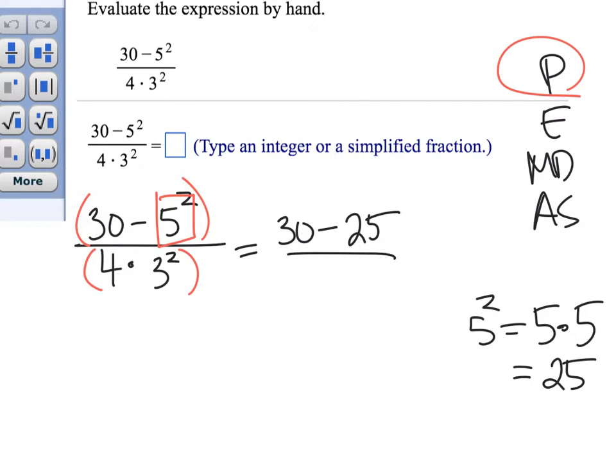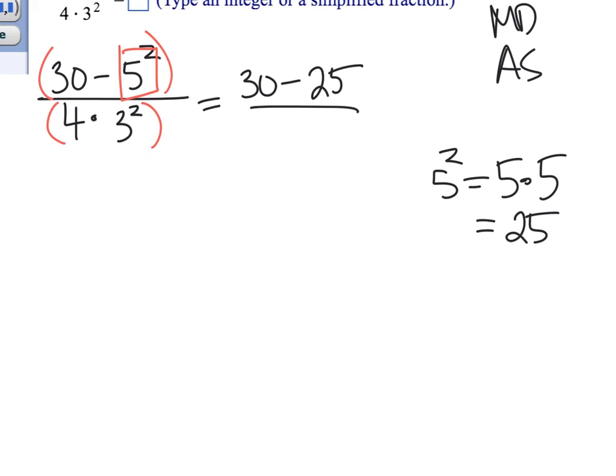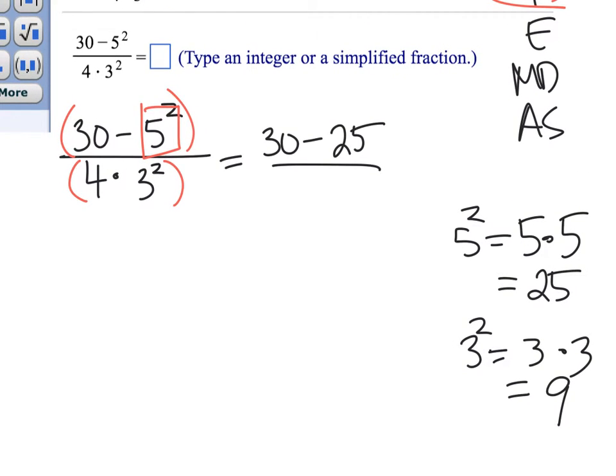And then our denominator down here, we have multiplication and then we have exponents. What are we going to do first, the exponents or the multiplication? Well, we're going to do the exponent because it's higher on our list. So 3 squared. So 3 squared means 3 times 3, which is 9. So this piece right here is equal to 9, so we end up getting 4 times 9.